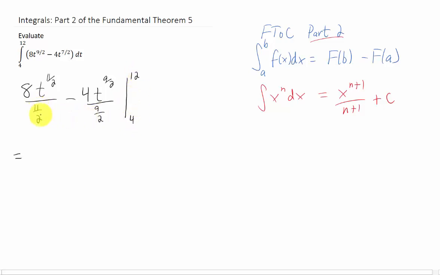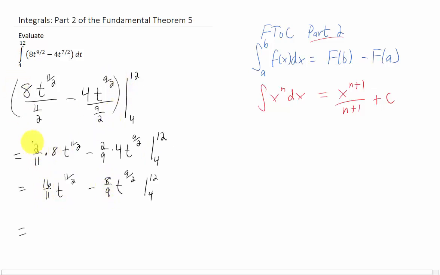We're dividing by a fraction here with both of these terms, and as usual that means we flip the fraction over and multiply. When we multiply, I'm getting 16/11 for the first term and 8/9 for the second term. Technically there should be some parentheses around all this stuff.